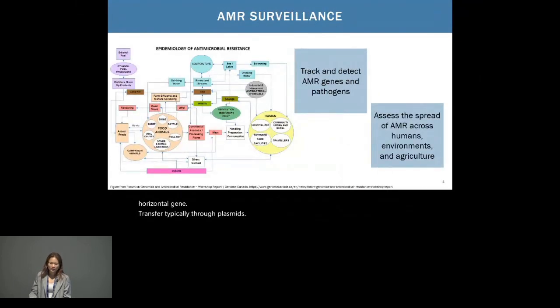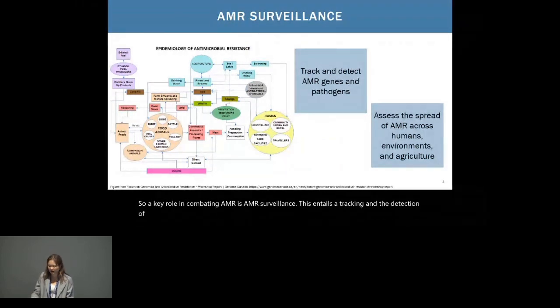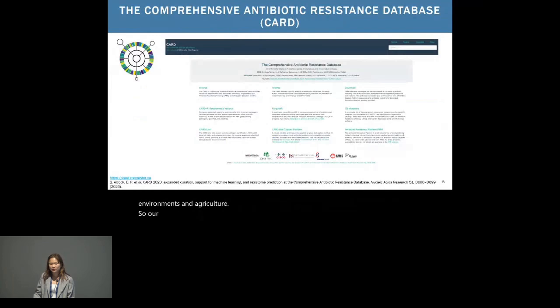So a key role in combating AMR is AMR surveillance. This entails the tracking and the detection of AMR genes and pathogens, as well as assessing the spread of AMR across humans, environments, and agriculture. So our lab has created and currently maintains the Comprehensive Antibiotic Resistance Database, also known as CARD.